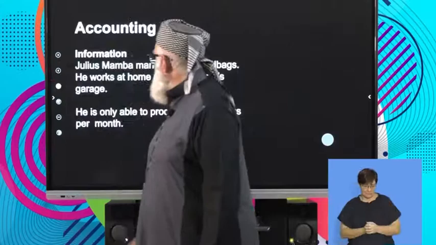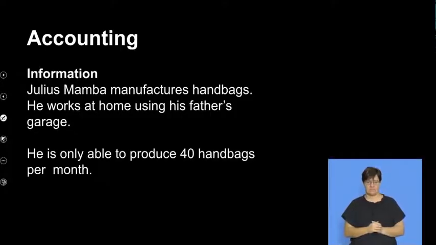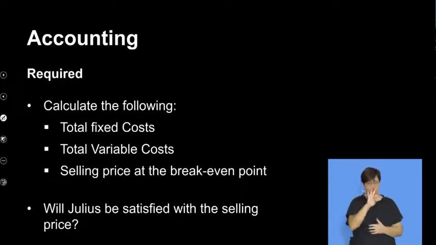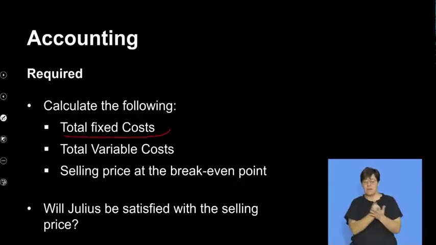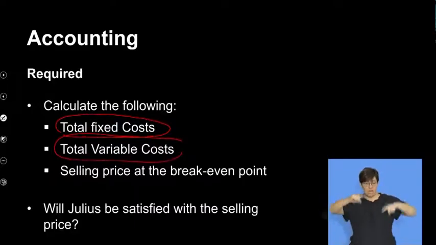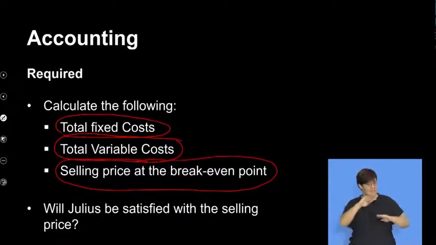Okay, so now we move on to our question. It says here, Julius Mamba manufactures handbags. He works at home using his father's garage. He's only able to produce 40 handbags per month. Okay, that's our information. We are expected to calculate the total fixed cost, the total variable cost, right? The selling price at the break-even point. Okay, and then obviously, will Julius be satisfied with the selling price?